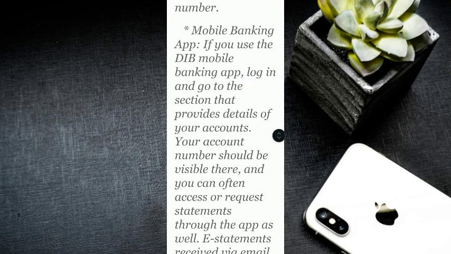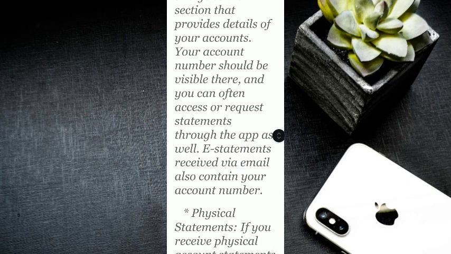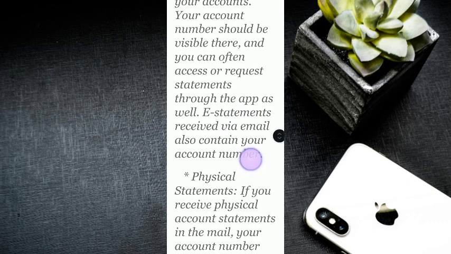You can also use the app. If you use the DIB mobile banking app, log in and go to the section that provides details of your account. Your account number should be visible there, and you can often access or request statements through the app as well. E-statements received via email also contain your account number.